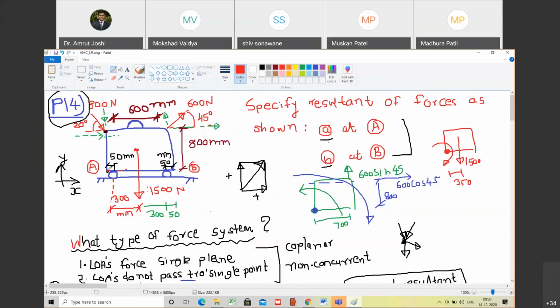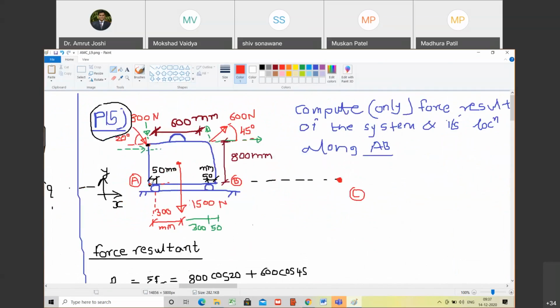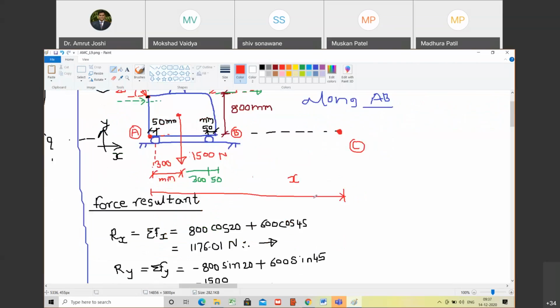Yes, sir. And this is X, vertically upwards is Y. So this is the origin. So let me say that this point C is at distance X from the origin. Do you agree with me? Yes, sir. Now we need to find this X. So what is the characteristic of this X? At distance X from origin, if I find the resultant of this force system, the moment resultant has to vanish. Are you with me? Yes, sir.